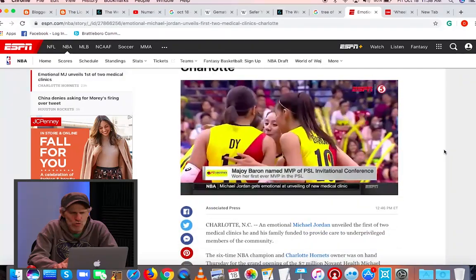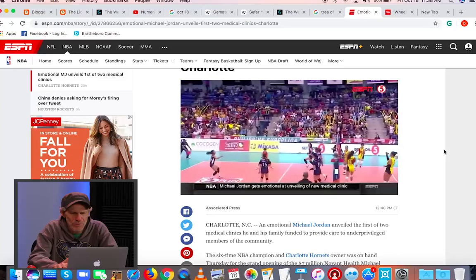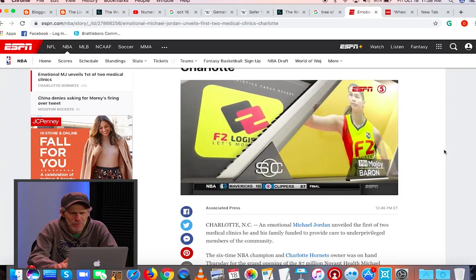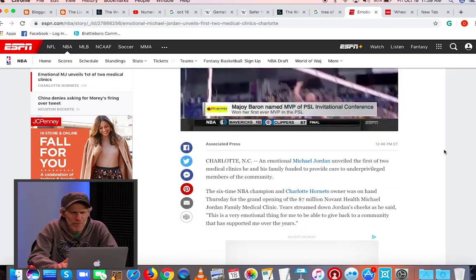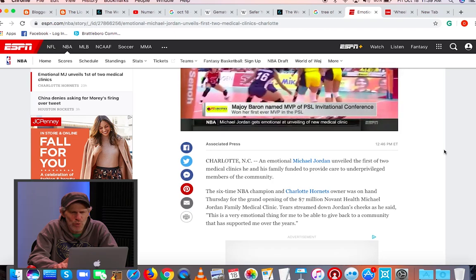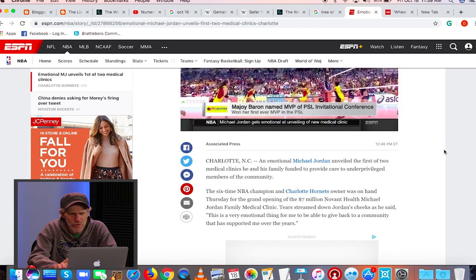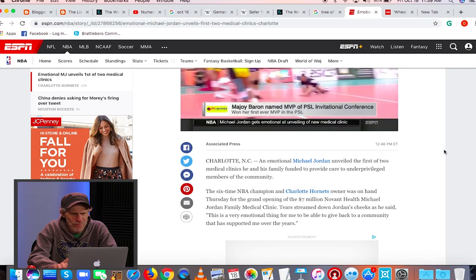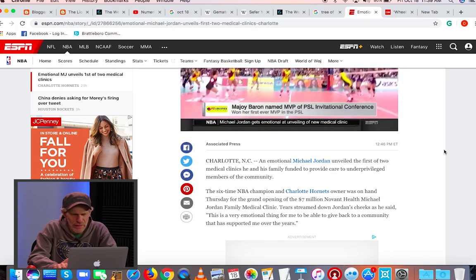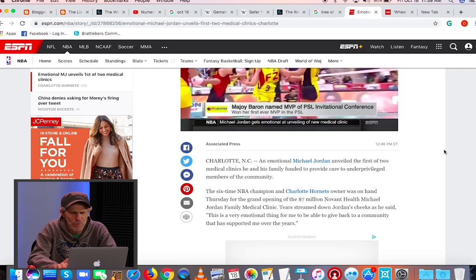An emotional Michael Jordan unveiled the first of 2 medical clinics he and his family funded to provide care to underprivileged members of the community. I got to mention that he's a 6-time NBA champion, and Charlotte Hornets owner was on hand Thursday for the grand opening of the $7 million Novant Health Medical Jordan Family Medical Clinic. Wow, what a very long title. I wonder how that's going to fit on the building.